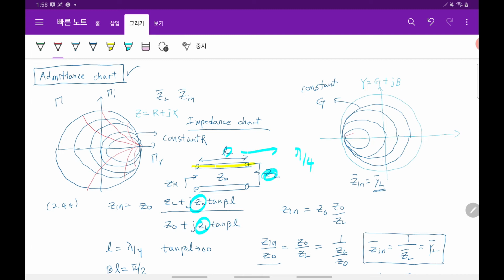And then this one is constant B. This is constant B. Constant B. This is G. So this becomes the admittance chart.